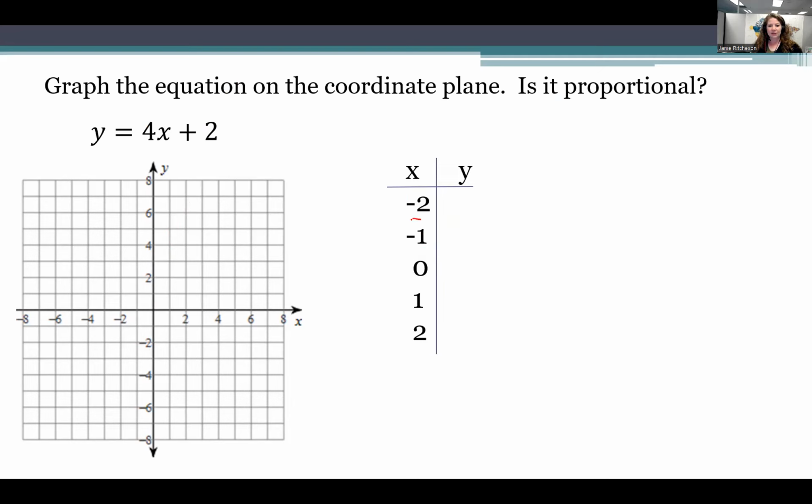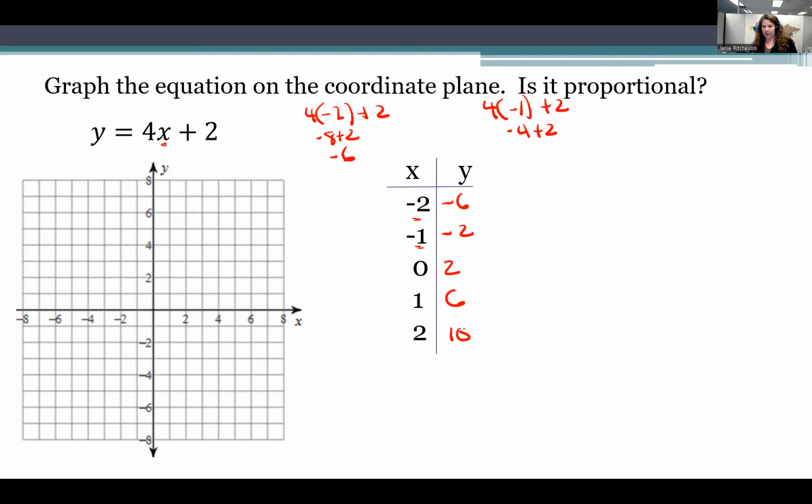If we plug in -2 for x, we have 4 times -2 plus 2. 4 times -2 is -8, and -8 plus 2 is -6. What if x were -1? 4 times -1 plus 2. 4 times -1 is -4, and -4 plus 2 is -2. What if x were 0? Anything times 0 is 0, and 0 plus 2 is 2. If x is 1, 4 times 1 is 4, and 4 plus 2 is 6. And if x is 2, 4 times 2 is 8, and 8 plus 2 is 10.